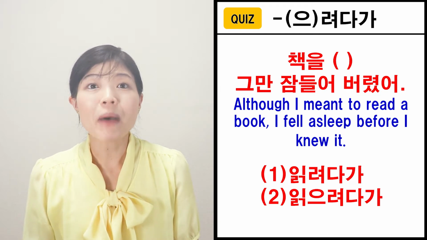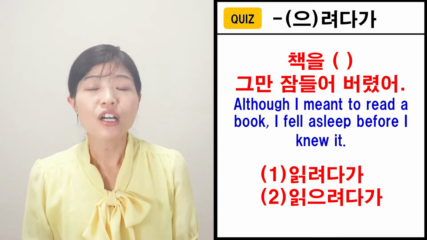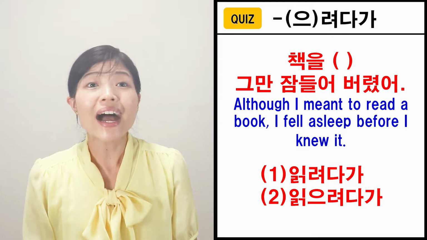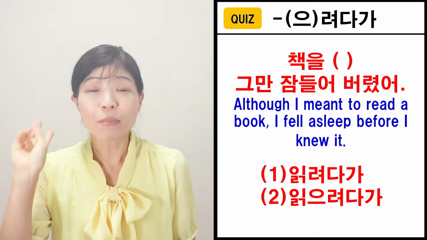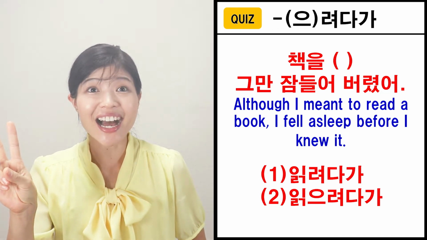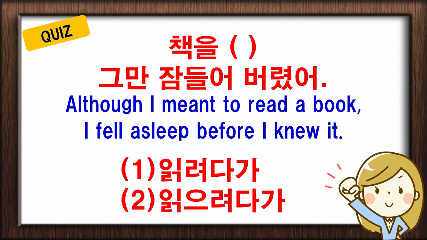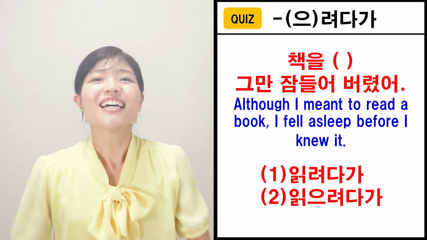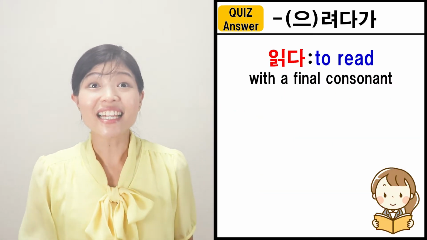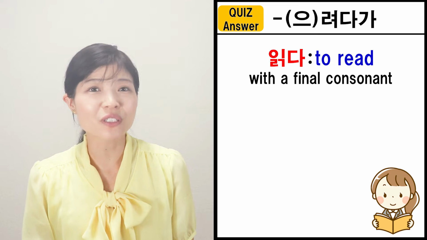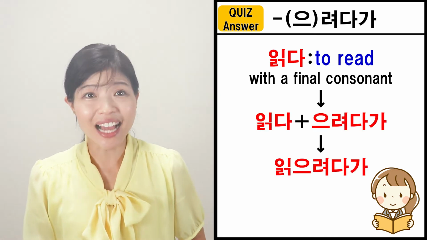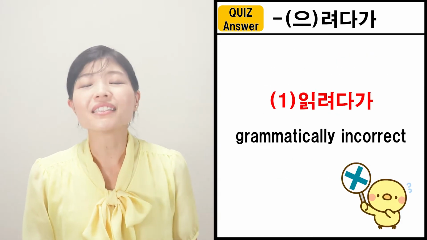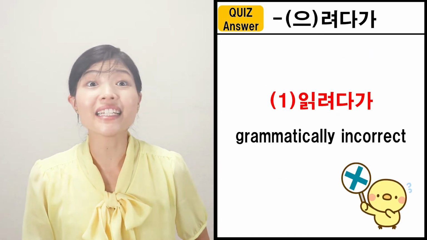책을 그만 잠들어 버렸어. Although I meant to read a book, I fell asleep before I knew it. Number 1, 읽려다가. Number 2, 읽으려다가. The correct answer is number 2. Since 읽다, to read, has a final consonant, you will attach 으려다가 to make 읽으려다가. Number 1 is wrong because 읽려다가 is grammatically incorrect.